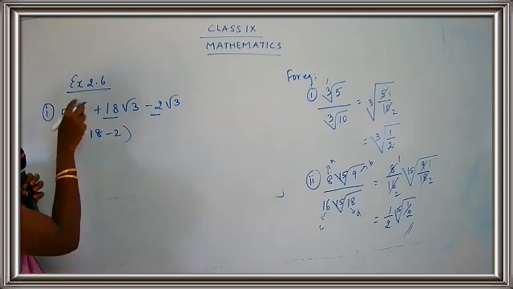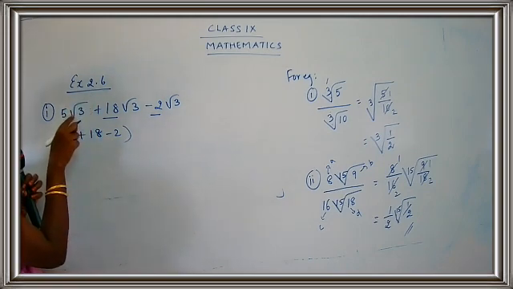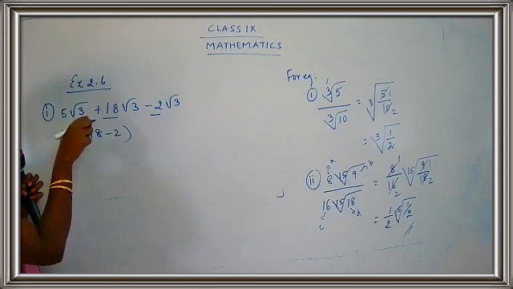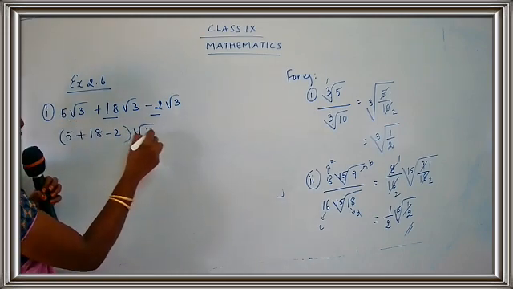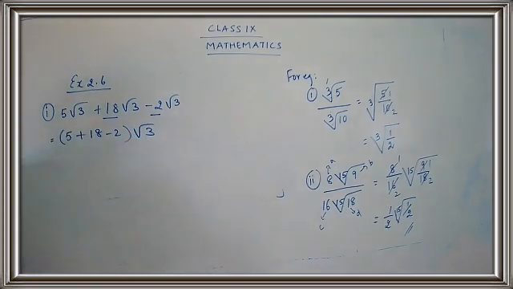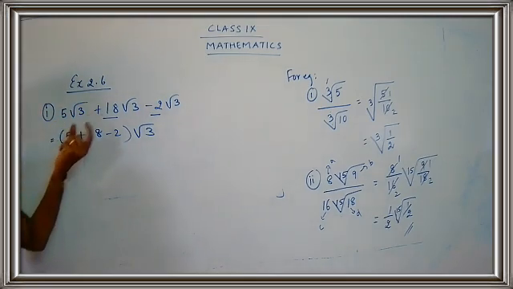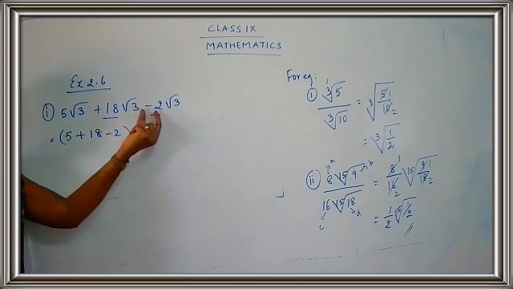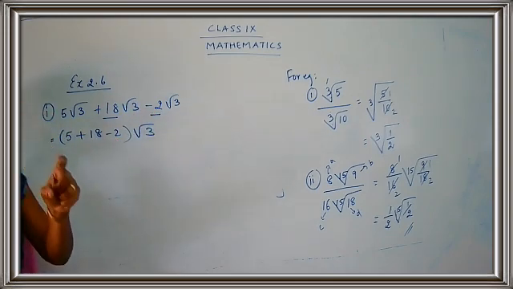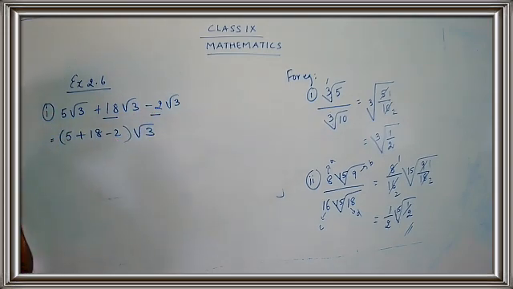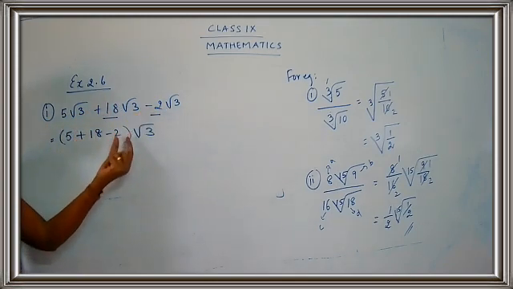And what is the third part here? It's root 3. Square root of 3. Yes. Put here square root of 3. Are you clear with this part, children? 5. I have just taken the coefficient part. So 5 plus 18 minus 2 along with the sign. When you take the coefficient, focus on the sign also. Okay, children? So 5 plus 18 minus 2.